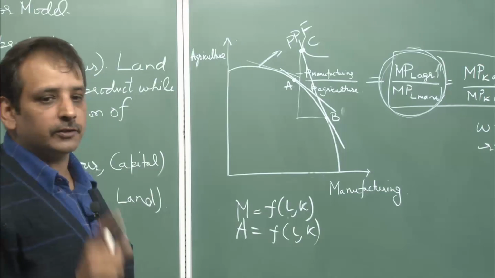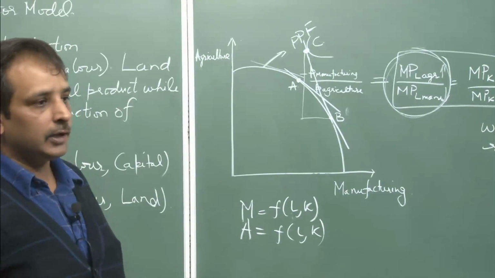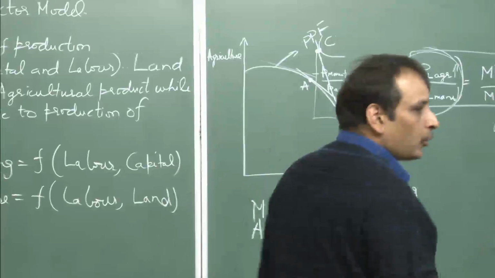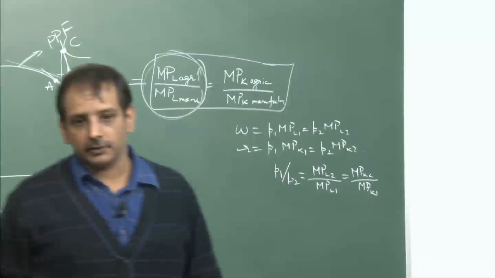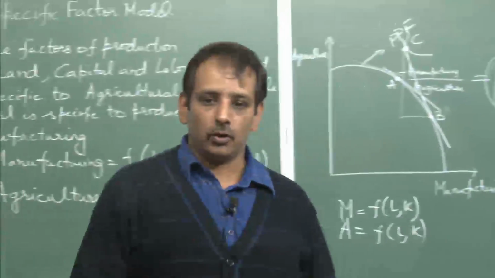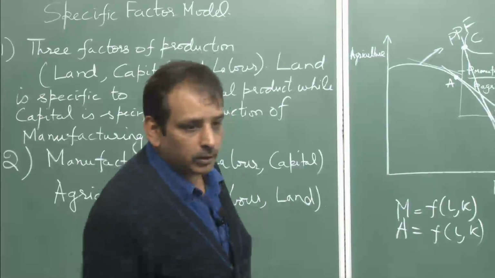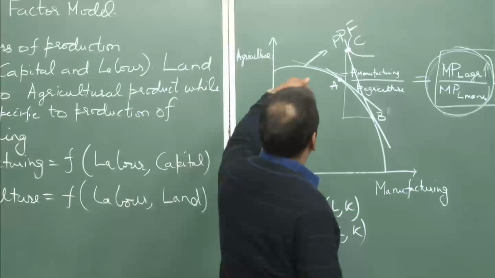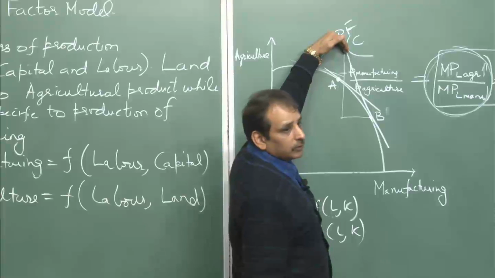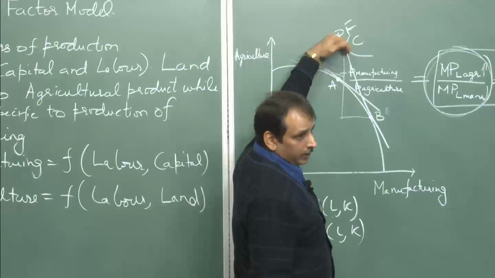This is happening because exporters are getting higher prices and importers are importing product at a lower price. So now they can consume more, you can produce more, you are on a higher indifference curve. So that is what happens here also.